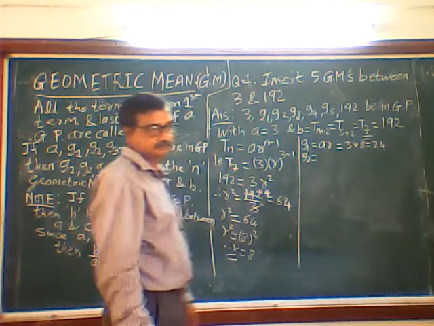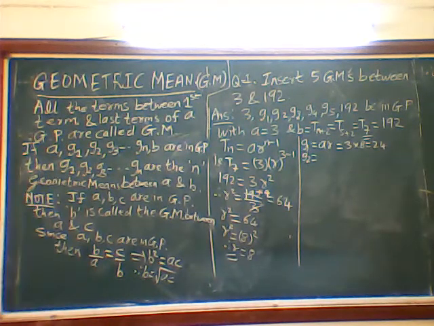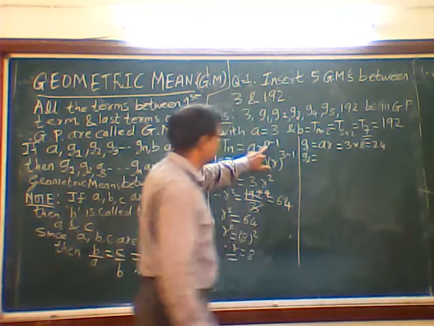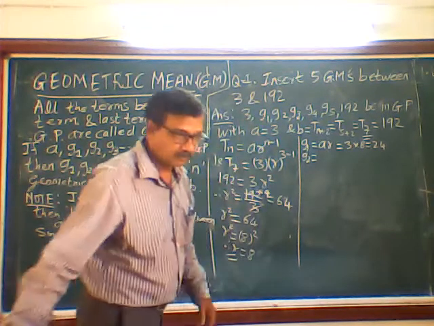G2 will be what? In arithmetic progression you added, but here it is multiplication. I have not gone wrong anywhere. Yes, what I have written for n, this is wrong here. N is 5, I have written 3 somehow. One minute.